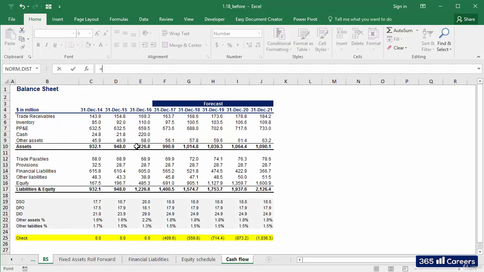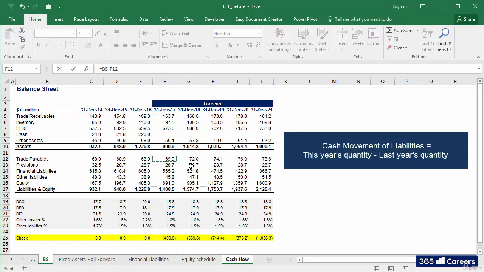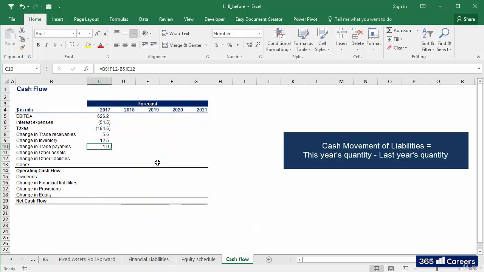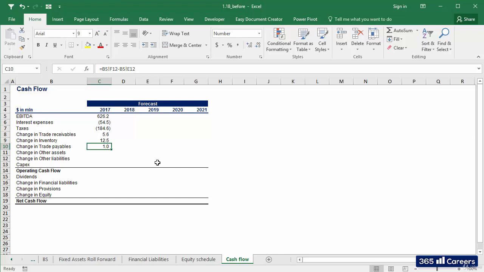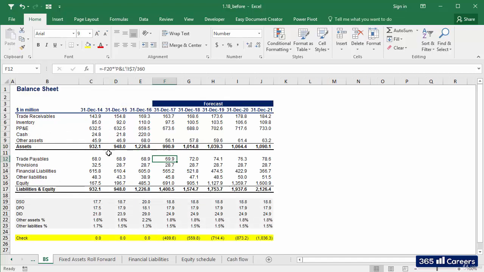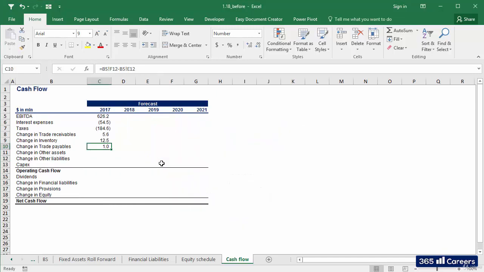Next, we have trade payables. They are a liability, and their increase generates cash. Hence, we would not put a minus sign in front of the formula, which calculates cash movements for liabilities. Their increase translates in a cash inflow. We are subtracting the amount of trade payables at the end of 2017 and the amount at the end of 2016. Next, we must calculate the cash movements of other assets and other liabilities.